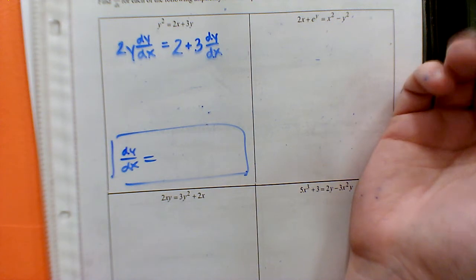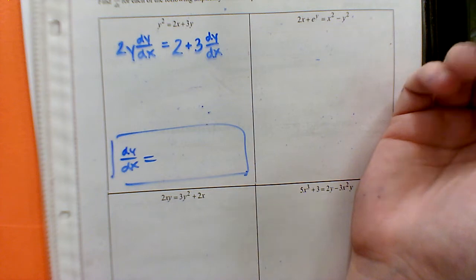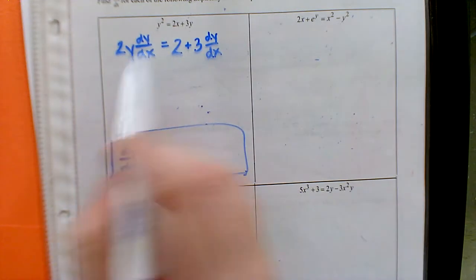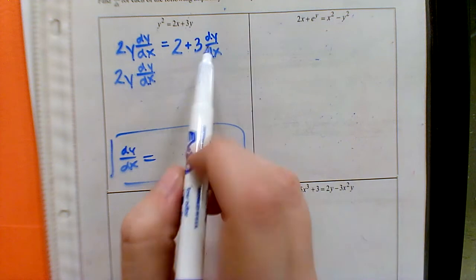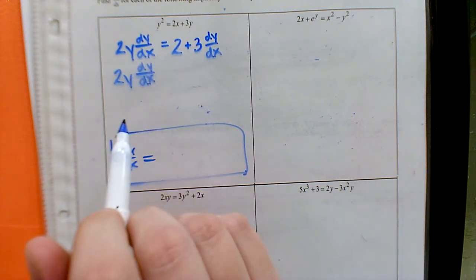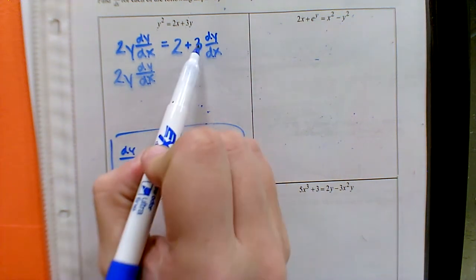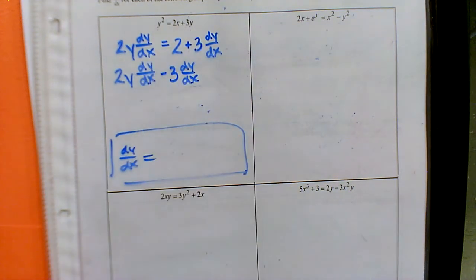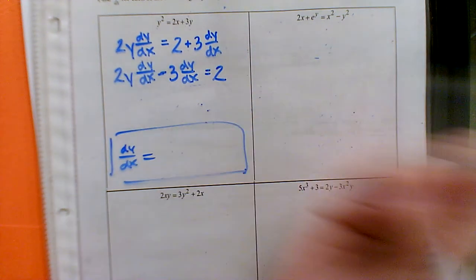Can you think about any algebraic technique that you could possibly use to go from having two things down to one? Yeah. You could subtract 3 dy over dx. Notice how we're trying to get a dy over dx all by itself. So how about we get all of those on one side of the equation? Let's go ahead and move the 3 dy over dx to the other side. You could move the 2y dy over dx over, but just get the dy over dx's on one side. I like that so far.